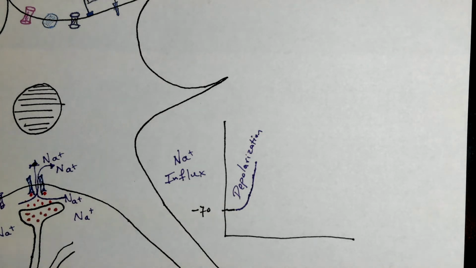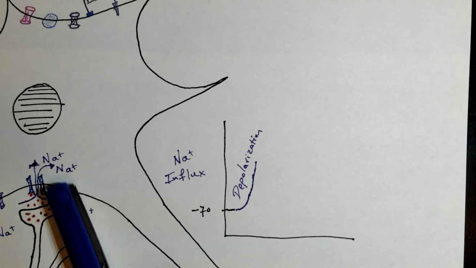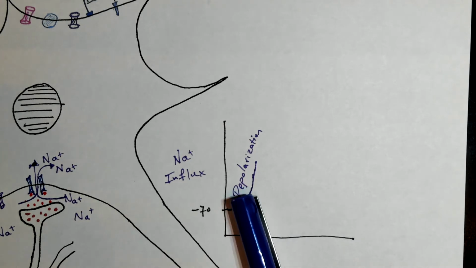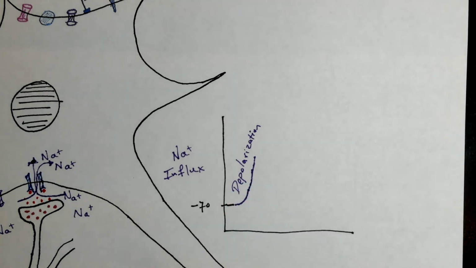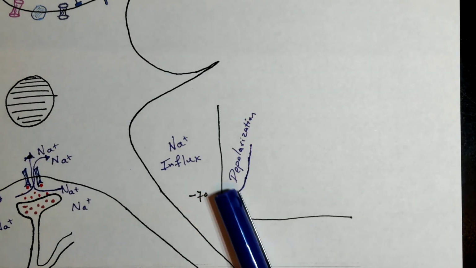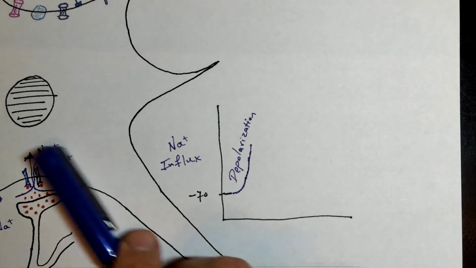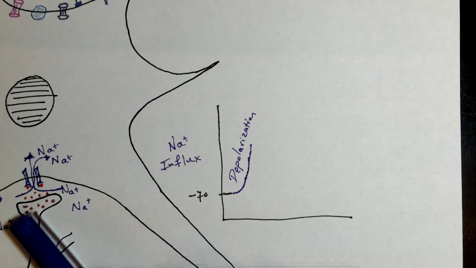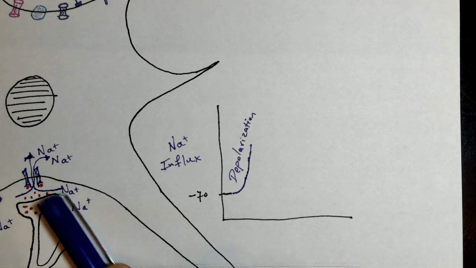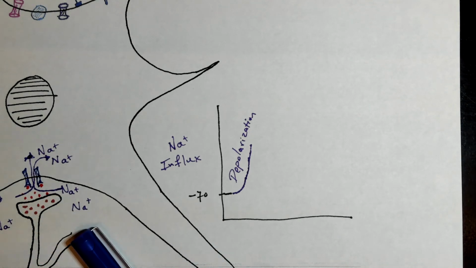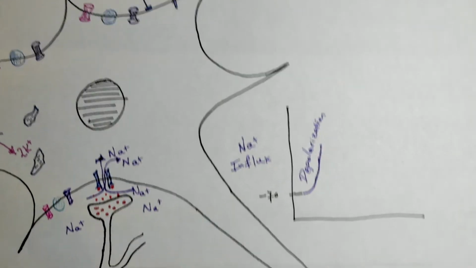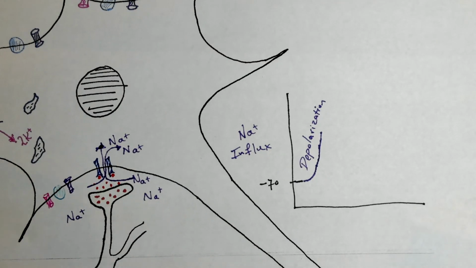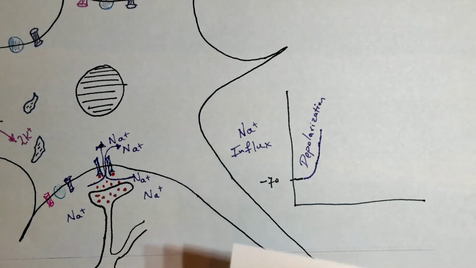Now, if this signal is not too strong, eventually this depolarization will simply repolarize itself. So the signal won't go very far if, for example, it's just this one neuron that is doing it. The signal will not go too far. Let's see how far this signal can go. Let's bring in some more channels.